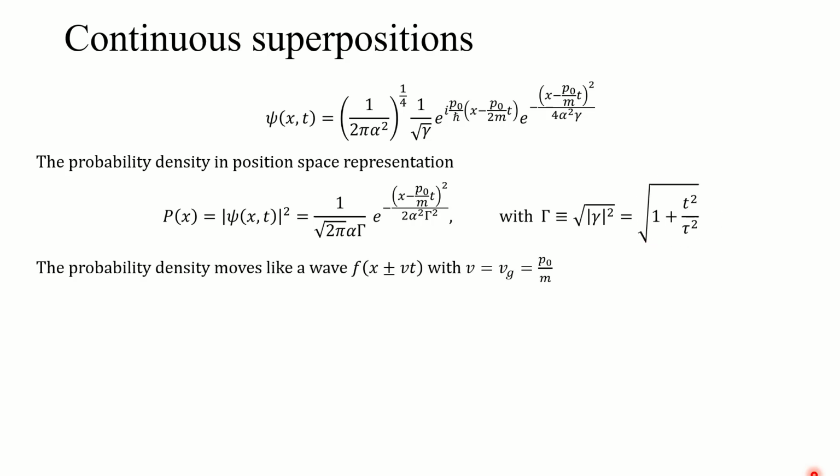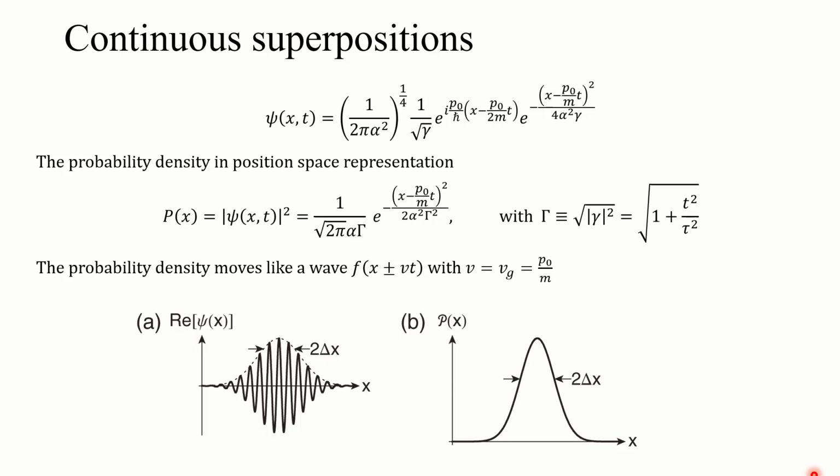This probability density, if you see, looks like a wave as well. And it moves with the group velocity, right? This x minus p naught over m t takes the form of a wave where the function maintains its shape but just moves with that group velocity. And again, that probability distribution is moving at the group velocity. So this is why we use the group velocity to describe how fast a particle is moving.